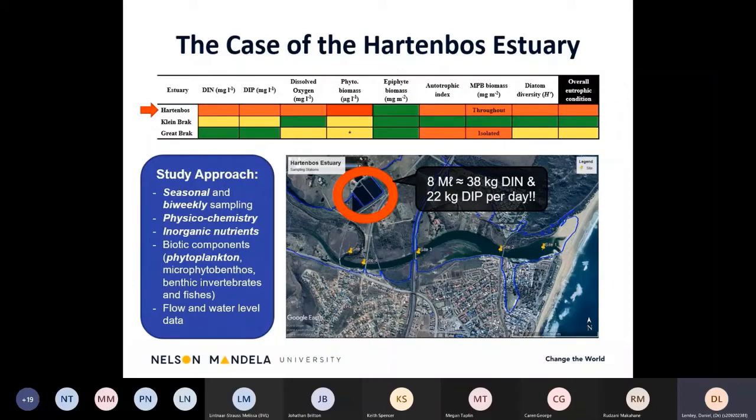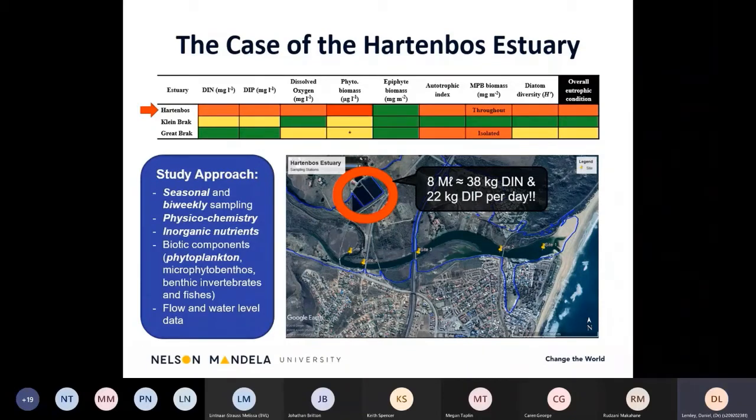So just on the top, you don't need to take too much of it in, but you'll see if you compare the Kleinbrak and the Groot Brak, Kleinbrak is relatively in good condition compared to the others. Groot Brak, you'll see there's a bit of red there, which is expected because it has its own issues. But the Hartenbos, almost any parameter that you measure comes out indicating eutrophic conditions.